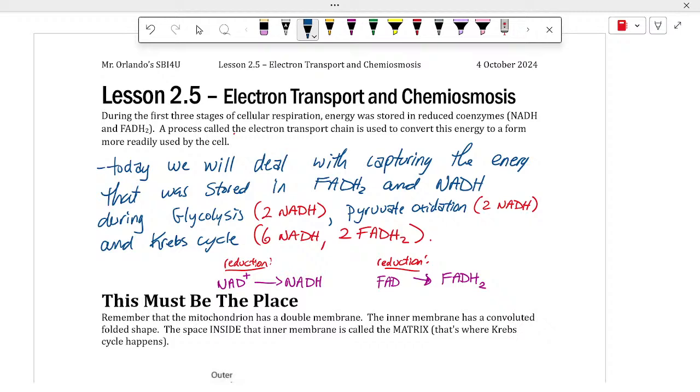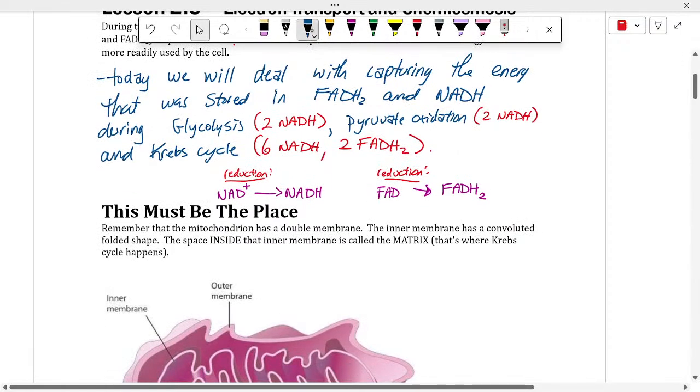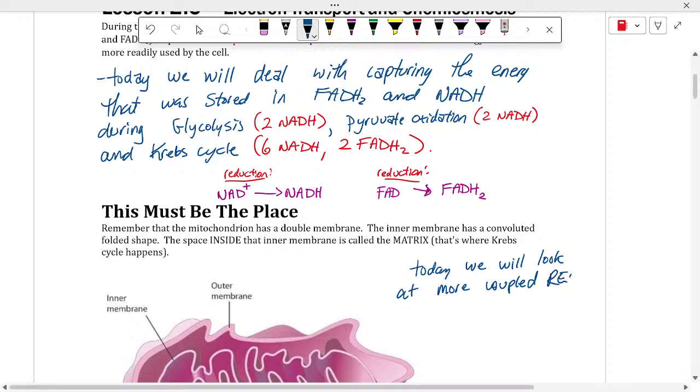So what we want to do today is we're going to couple reactions. And what we're going to call a coupled redox reaction.